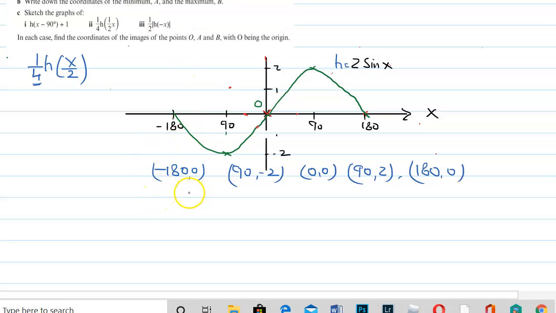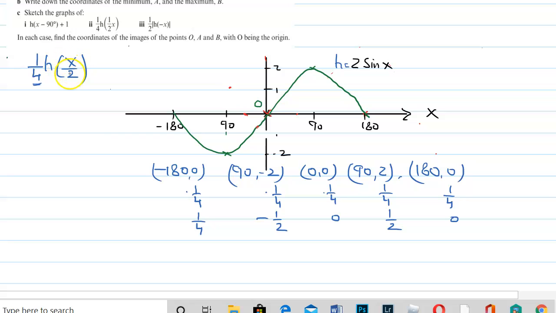So 0 multiply 1/4, -2 multiply 1/4, 0 multiply 1/4, 2 multiply 1/4, and 0 multiply 1/4. So 0 multiply 1/4 is just 1/4. -2 multiply 1/4 is -1/2. This is 0, this is +1/2, and this is 0. So this is the y coordinate.